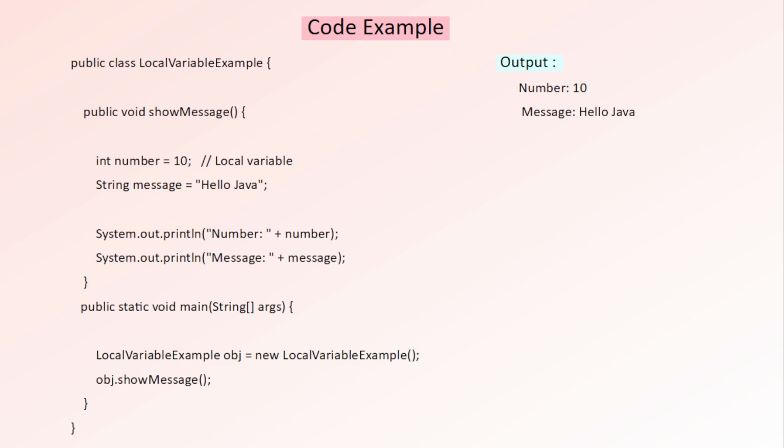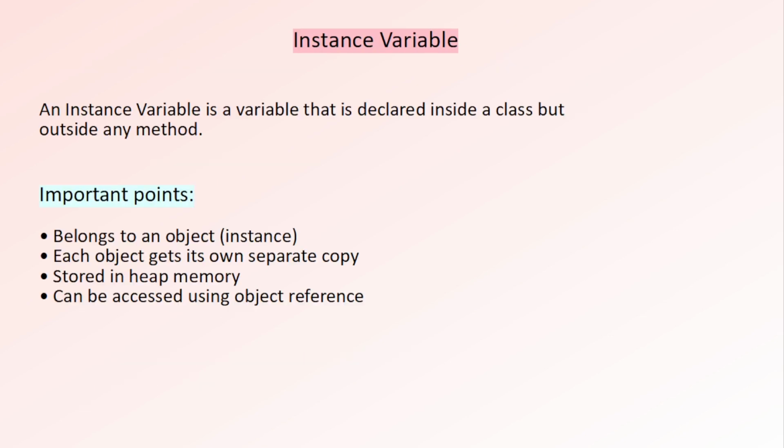Now let's move forward to instance variables. An instance variable is declared inside the class but outside any method. These variables belong to the object of the class. This means every time we create a new object, that object gets its own separate copy of these variables. Instance variables are stored in the heap memory because they are associated with objects, and they can be accessed using the object reference. Now let's understand with an example.